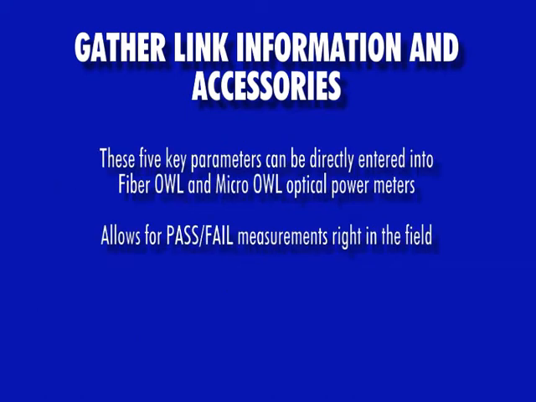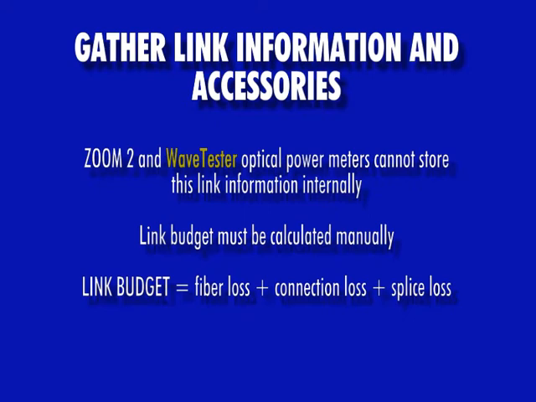When using a micro-owl or fiber-owl optical power meter, these parameters can be entered directly into the device to calculate the link budget. However, if the link budget needs to be calculated manually, this is done simply by adding together the fiber loss, connection loss, and splice loss.